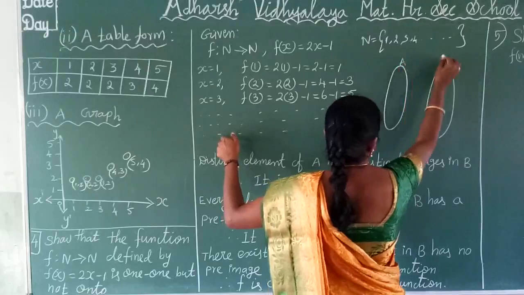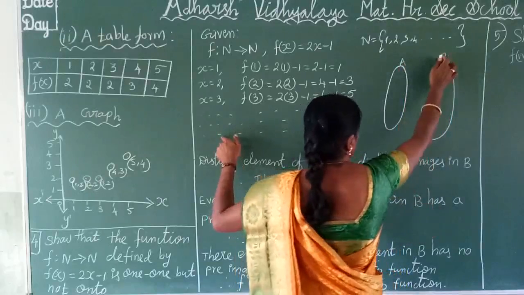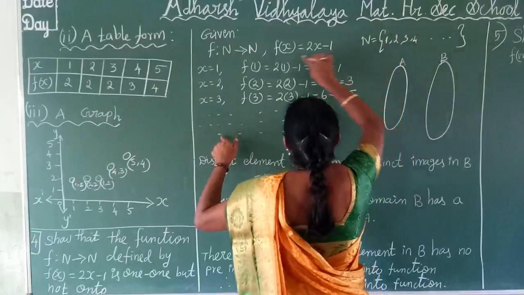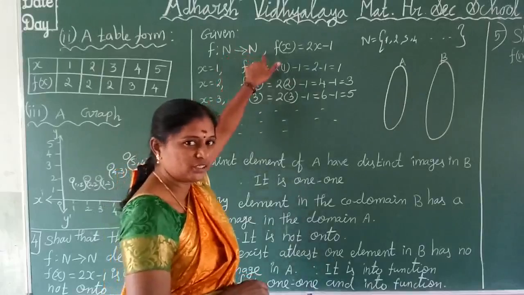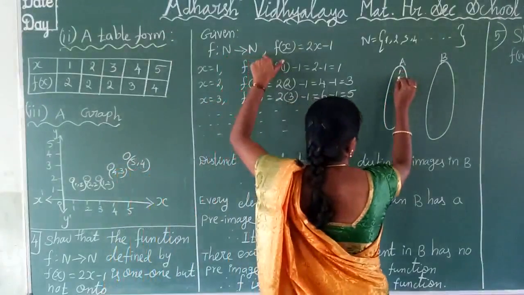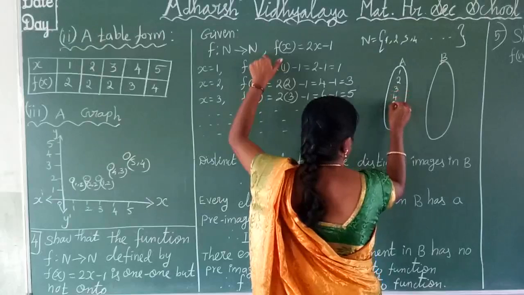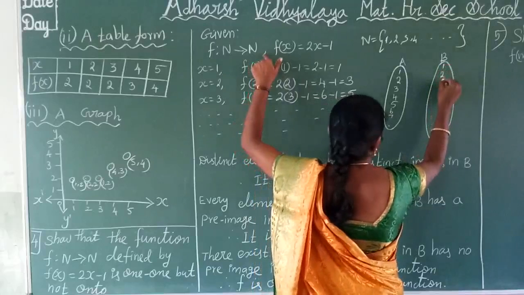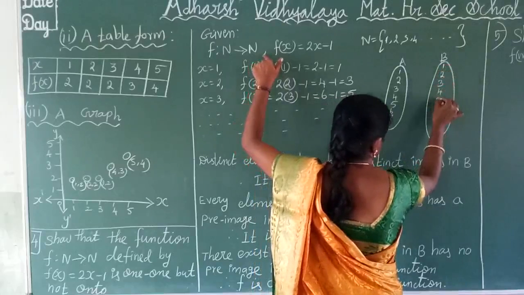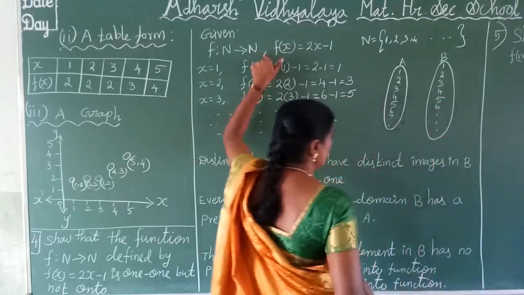So we consider A is the domain, B is the codomain, and A is also the natural numbers. So f such that N to N. Here the domain is also natural numbers, the codomain is also natural numbers. So here 1, 2, 3, 4, 5, 6, 7, etcetera is going on. Here also 1, 2, 3, 4, 5, 6 is going on.